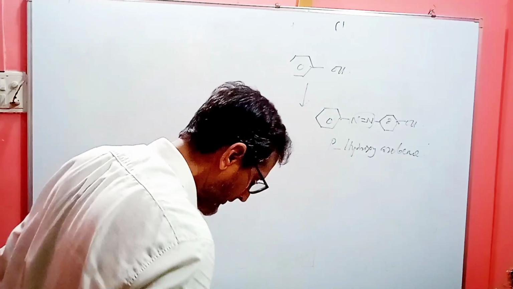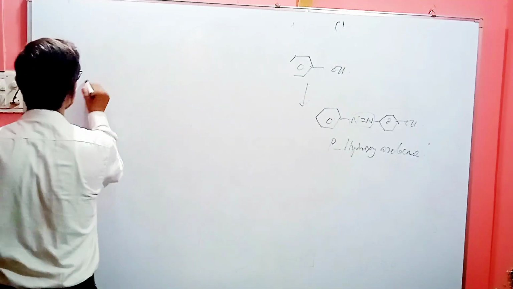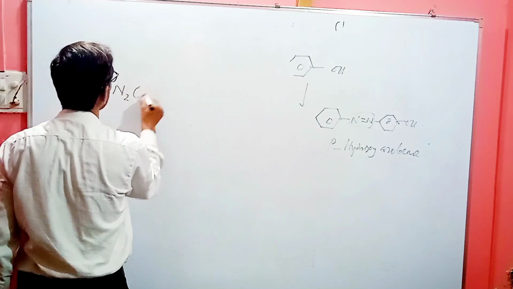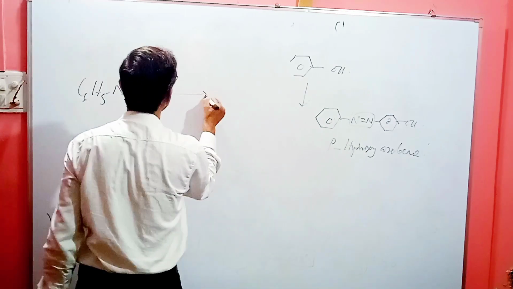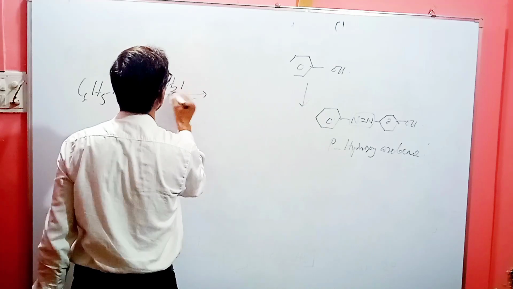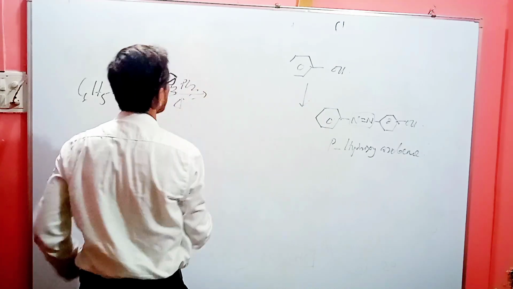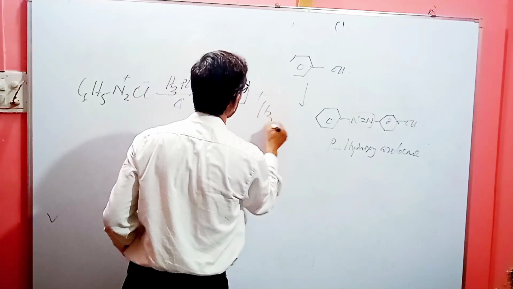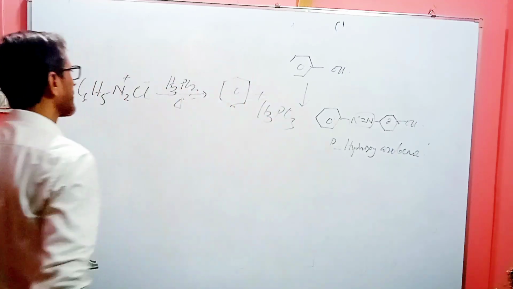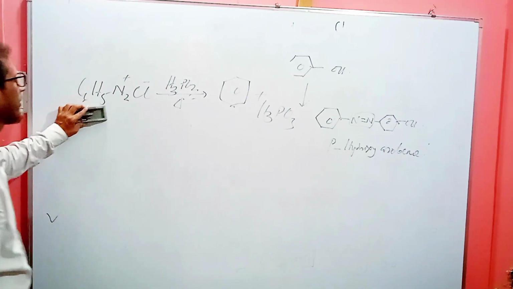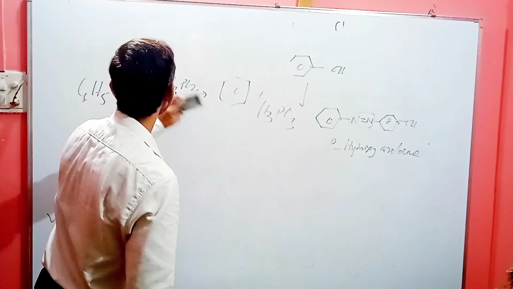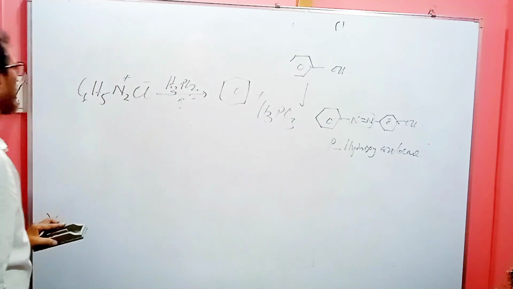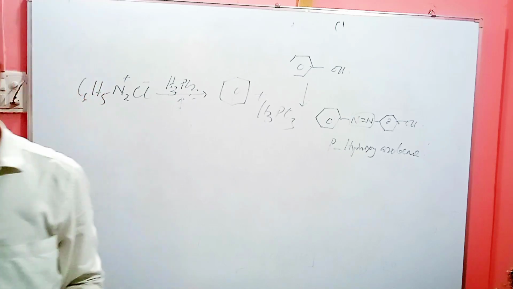Next one, benzene diazonium chloride. Very simple, again I have done it. Benzene diazonium chloride and you are giving hypophosphorous acid and heat. It is only a one step reaction. I have shown you at the very beginning. This will be benzene, and the phosphorous acid H3PO2 will act as the reducing agent. I have done it already.